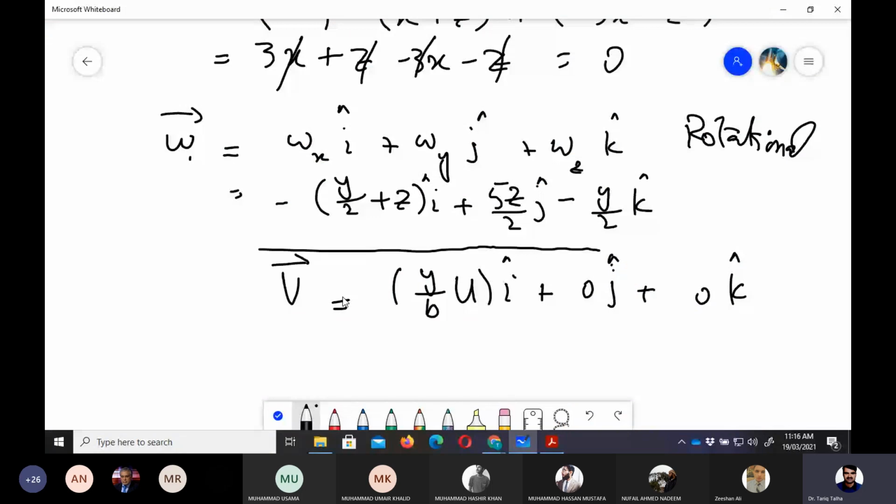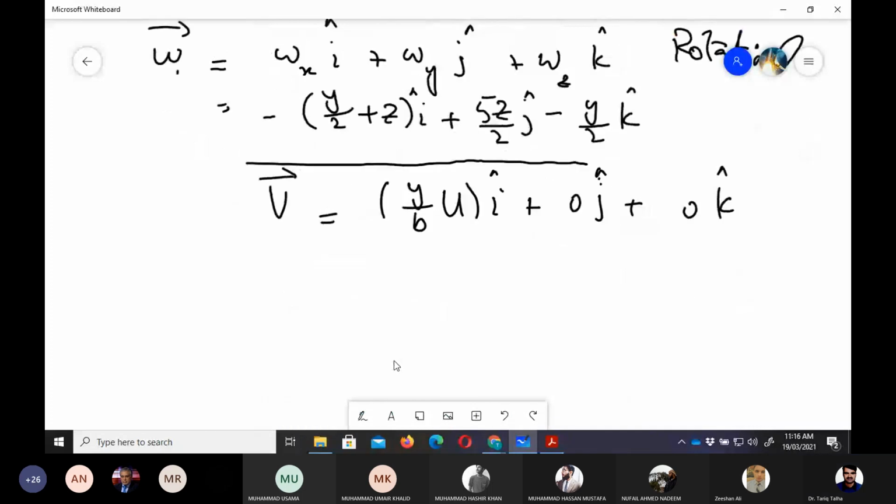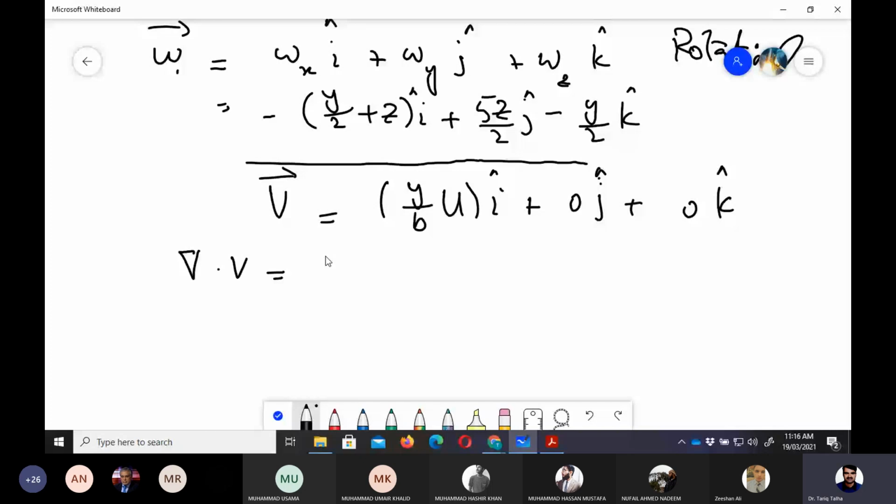So now we need to find the volumetric dilation rate here. For this, first of all, volumetric dilation rate would be equal to partial u by partial x plus partial v by partial y plus partial w by partial z. We know that v and w are already 0, so no need to calculate those gradients. Partial u by partial x is also equal to 0, because there is no x term in the u velocity, which is y upon b into capital U. So volumetric dilation rate is equal to 0.